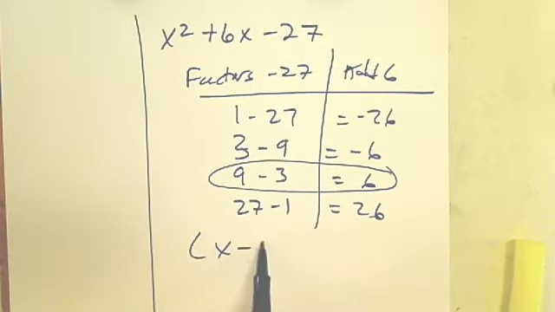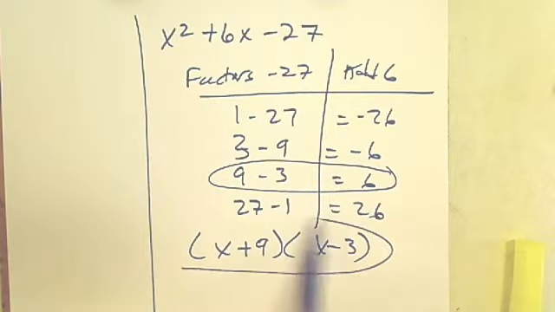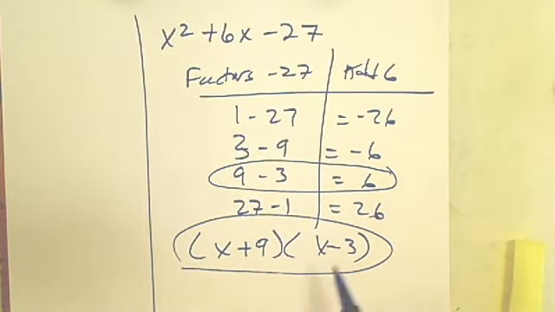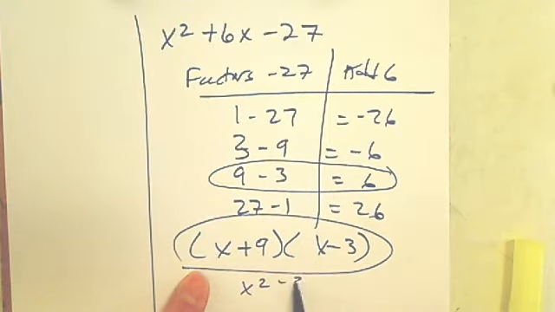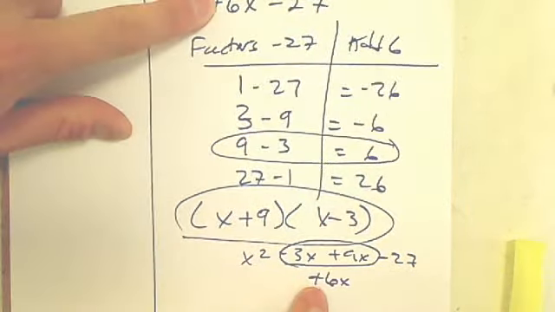Because it's x plus 9, x minus 3. Can it be anything else? No, it can't. Well, it could be x minus 3, x plus 9, but it can't be any other combination of that. So here, if you don't see it, it's x squared minus 3x plus 9x minus 27. If you combine like terms, it becomes positive 6x, which is exactly what I need up here. It works.